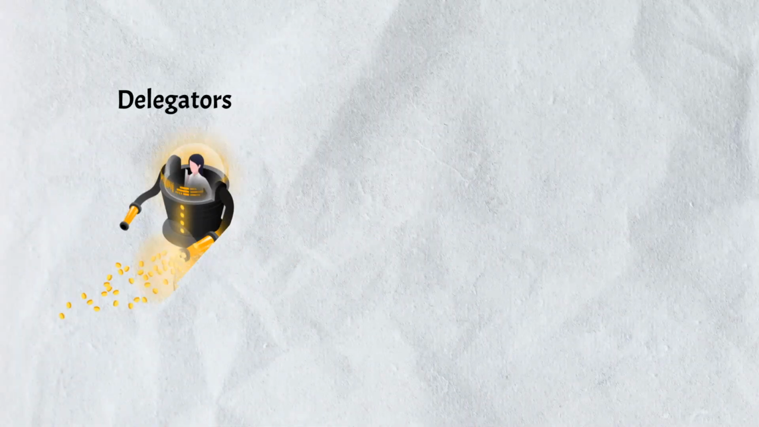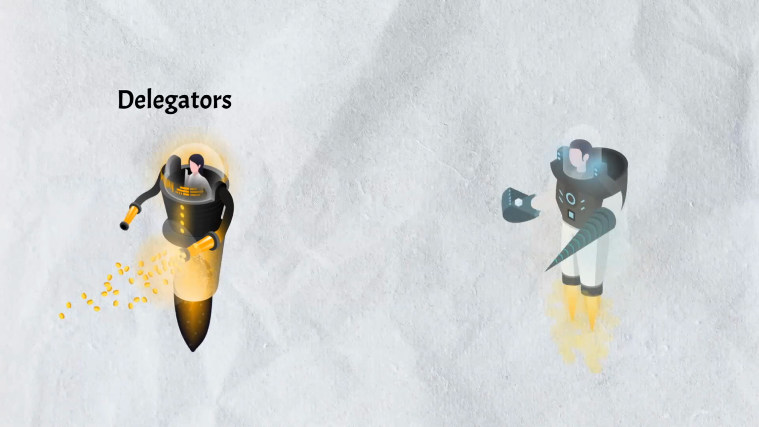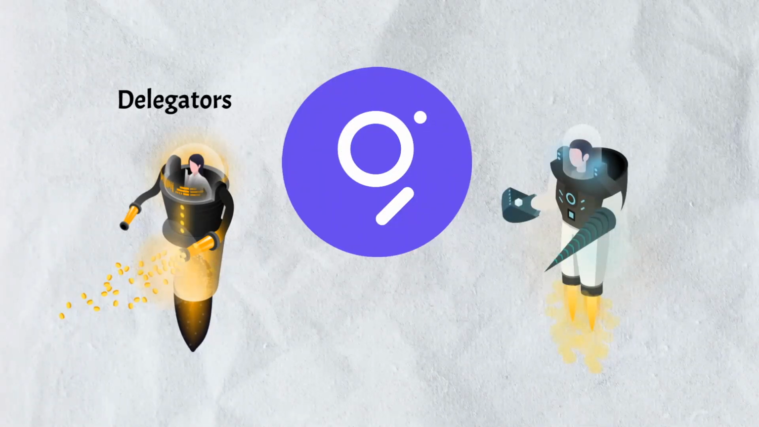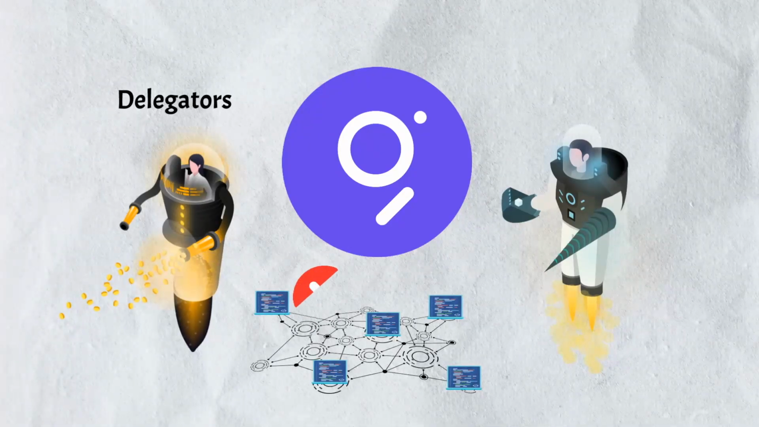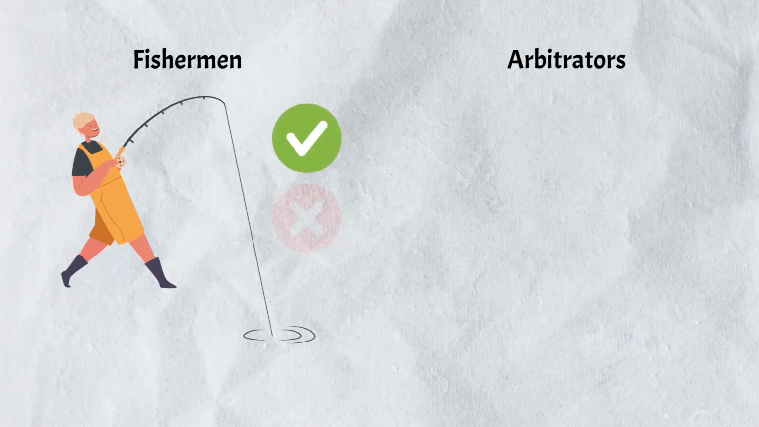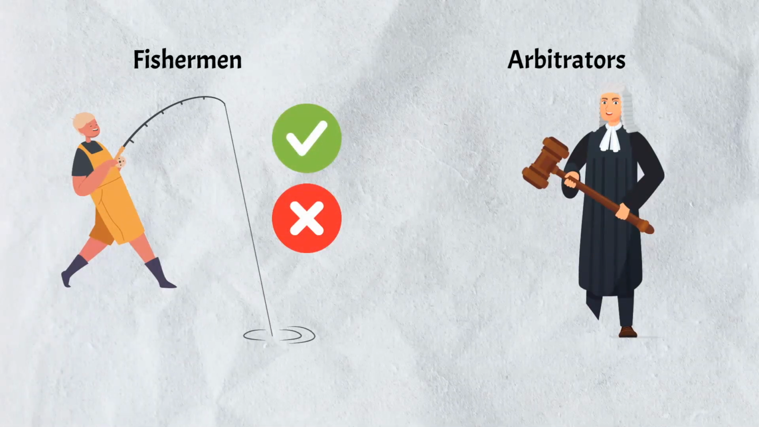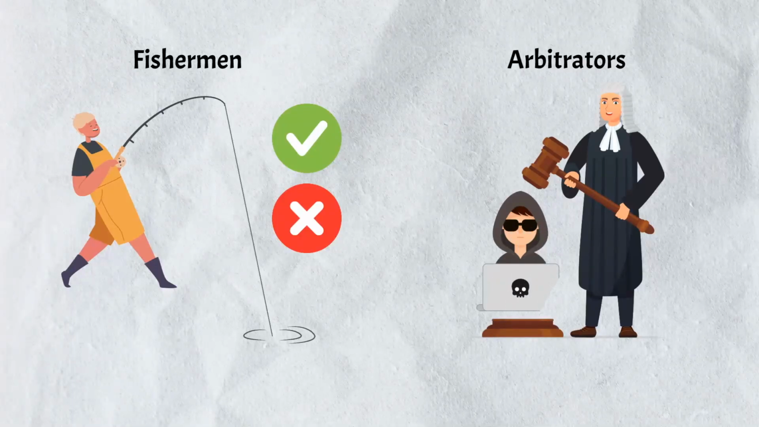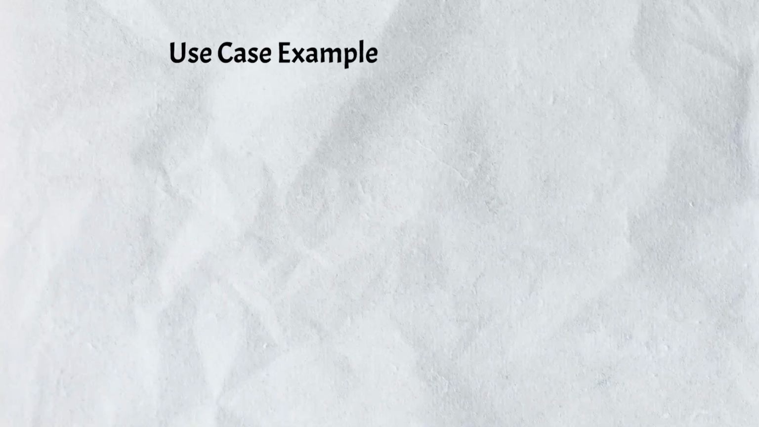Delegators also have a key role in the network. Delegators earn a portion of indexers' rewards and fees by staking their GRT tokens on behalf of indexers. Unlike indexers, delegators don't have to run Graph nodes. The last two key roles are those of fishermen and arbitrators. Fishermen verify the accuracy of the network's response to queries, while arbitrators can determine if an indexer is malicious or not.